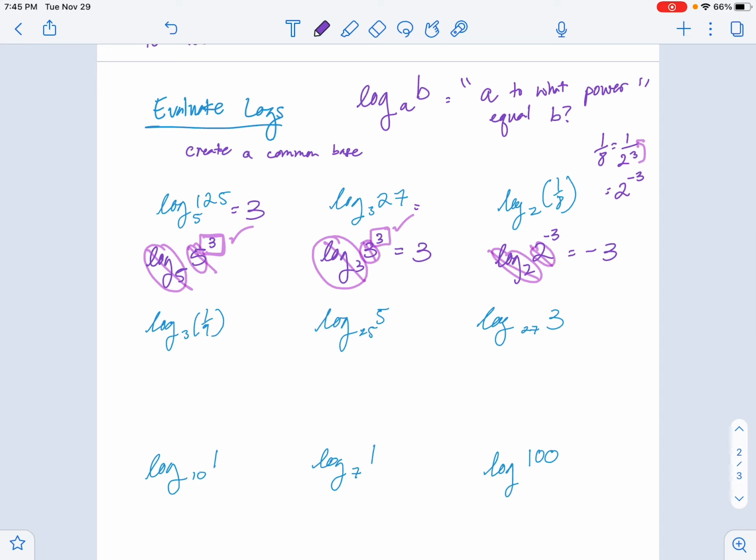Okay, let's continue on. Log base 3 of 1/9, same thing, a fraction. So I want to change 1/9 to have a base of 3. So 9 can be written as 3 squared, and I can convert that fraction into a 3 to the power of -2. All right, so 1/9 is the same thing as 3 to the power of -2. I'm going to rewrite that. So log base 3, 3 to the power of -2 equals -2. The 3 and the log 3 cancel out.